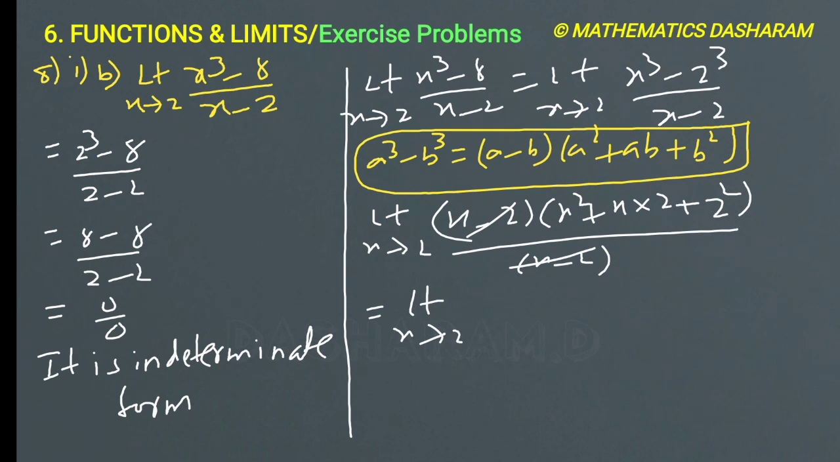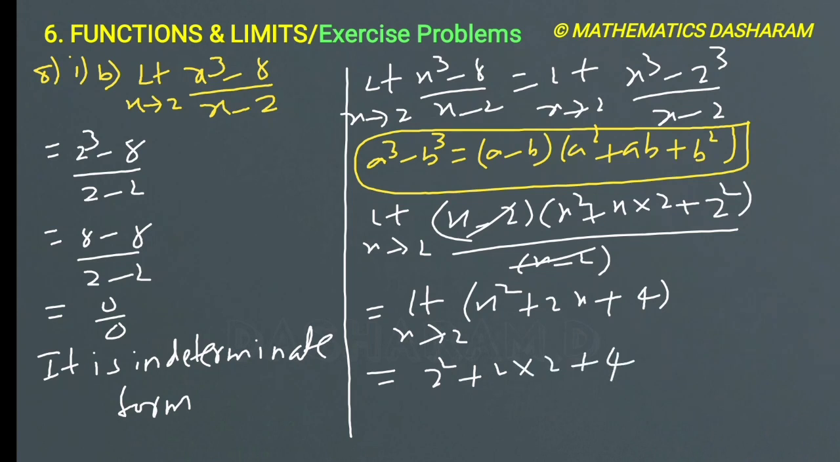Limit x tends to 2 of x square plus 2x plus 2 square, which is 4. So now substitute x equals 2. So 2 square plus 2 into 2 plus 4. 2 square is 4, 2 into 2 is also 4. So 12 is the answer.